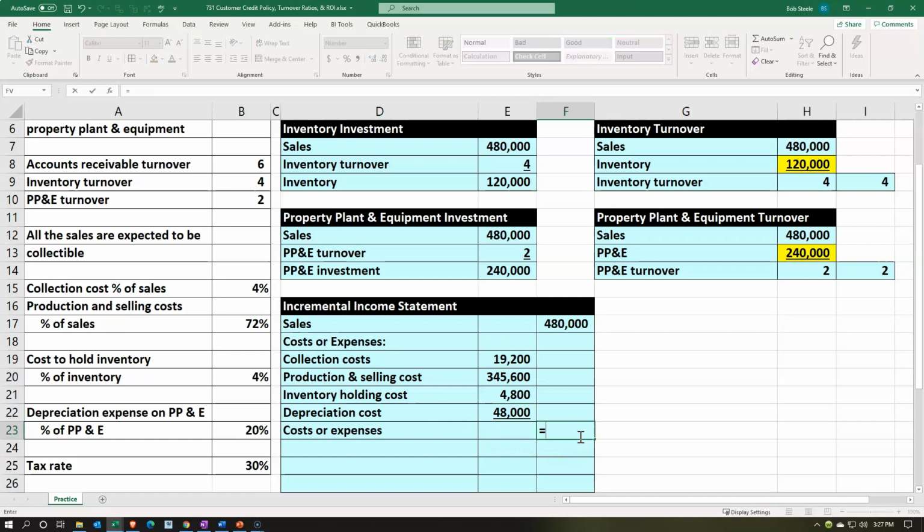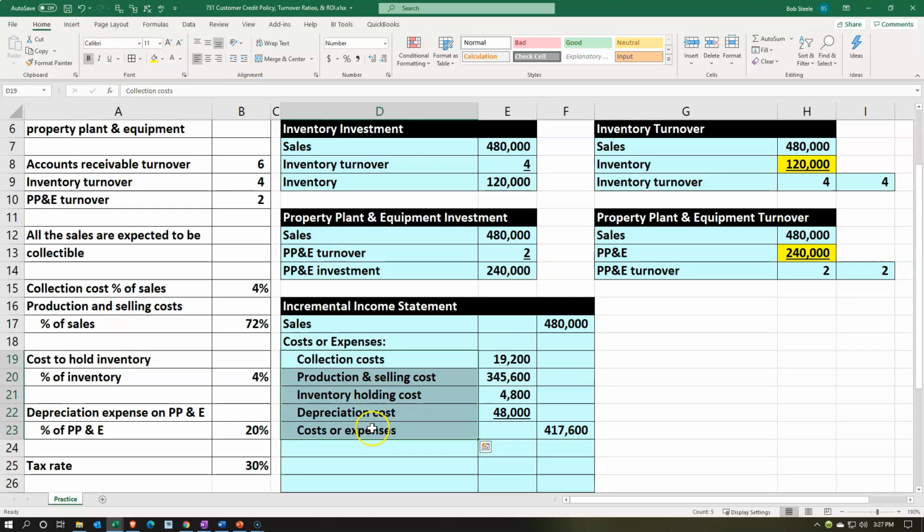So we're going to say this will be equal to the sum of adding these items up. That's going to be the 417,600. Let's indent these. I'm going to select these items, go to the Home tab, Alignment, increase the indenting. Select this item, Home tab, Alignment, increase the indenting. And then we're going to calculate the bottom component of the income statement.